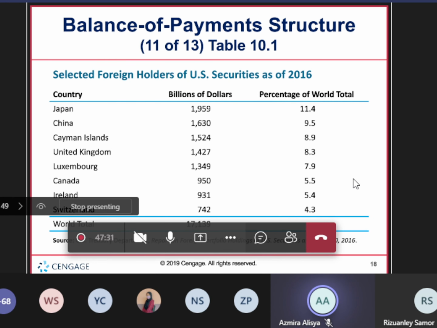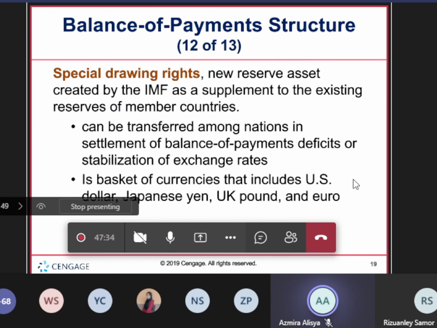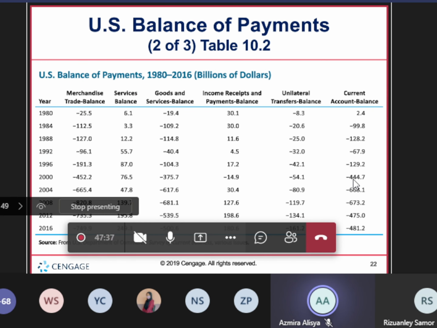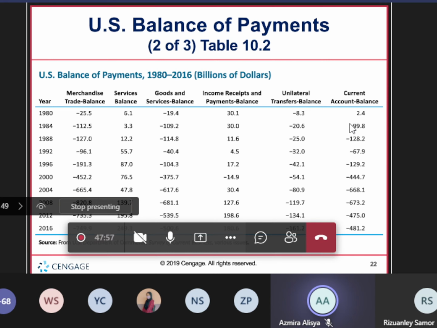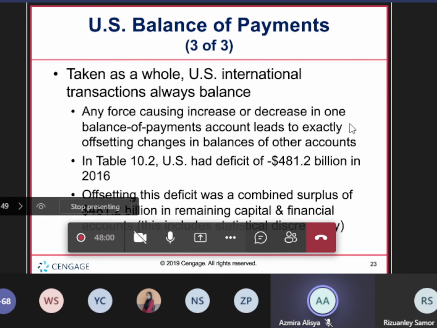Now you understand. This is a part of the financial account, okay? And this is the current account. Taken as a whole, the United States international transactions always balance. Any force causing an increase or decrease in one balance of payments account leads to exactly offsetting changes in the balance of other accounts. In table 10.2, the US had a deficit of minus 481 billion in 2016. Offsetting this deficit was a combined surplus of the remaining capital and financial account.